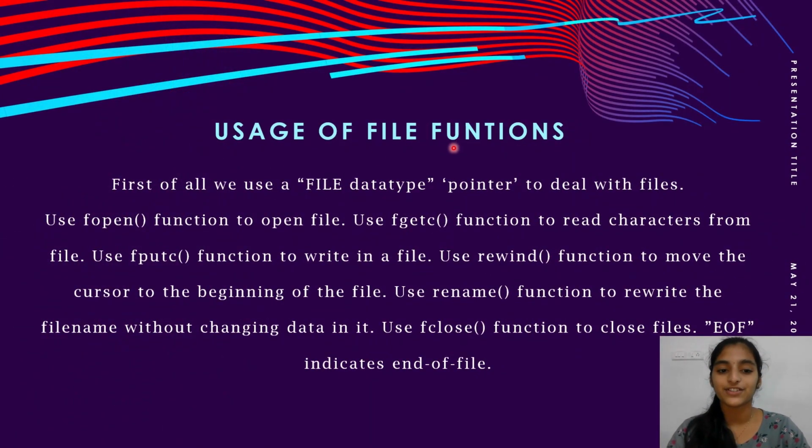Uses of file functions. First of all, in order to access our required files, we need the FILE data type pointer. This helps us in accessing our files. After that, we use the fopen function to open our file. We use the fgetc function to read one character at a time from the file. We use the fputc function to write a single character at a time in a file.